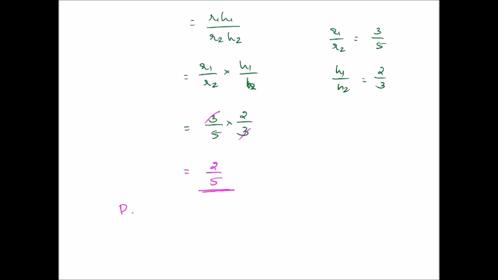Hence the ratio is equal to 2:5. The ratio of the two cylinders' curved surface areas is 2:5. That's the final answer.